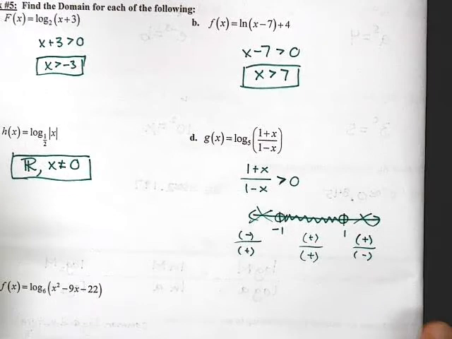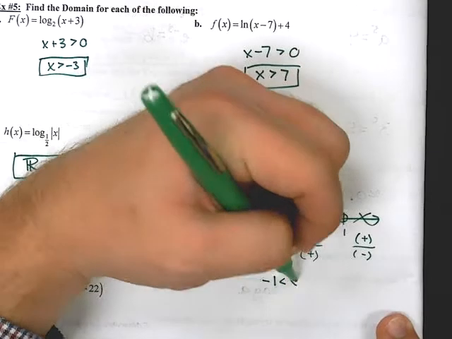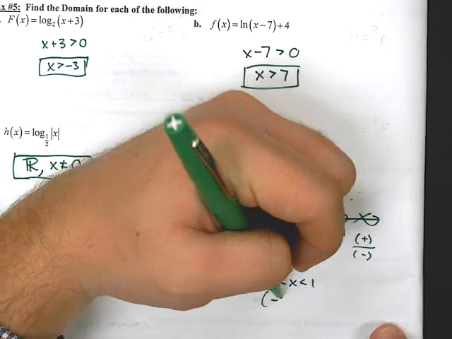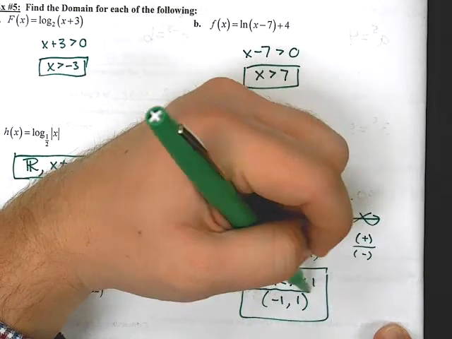So now we just need to state your domain. So we would say the domain is either negative 1 is less than x is less than 1, or both of these options would be more than okay.